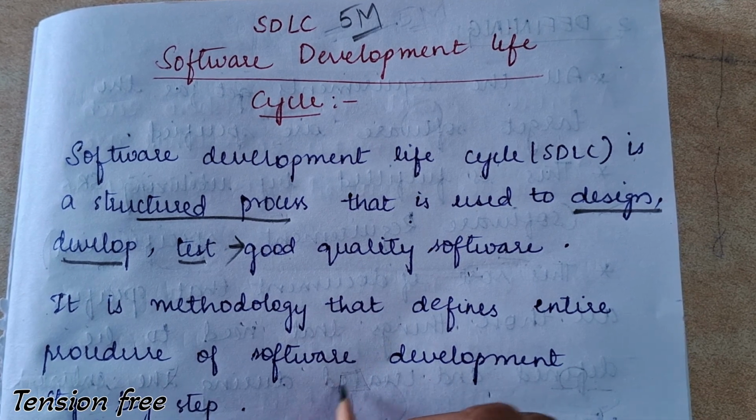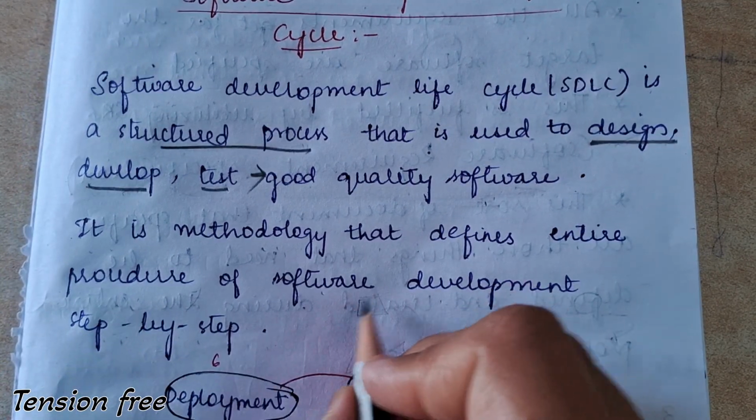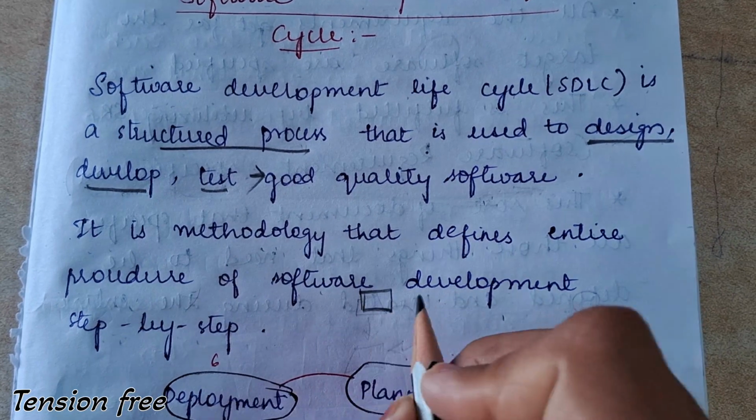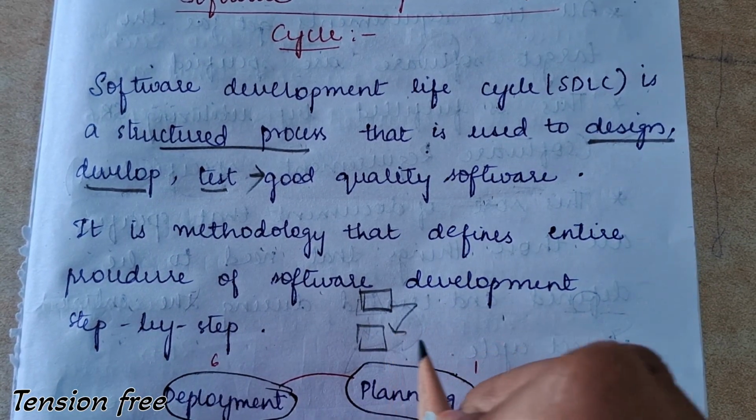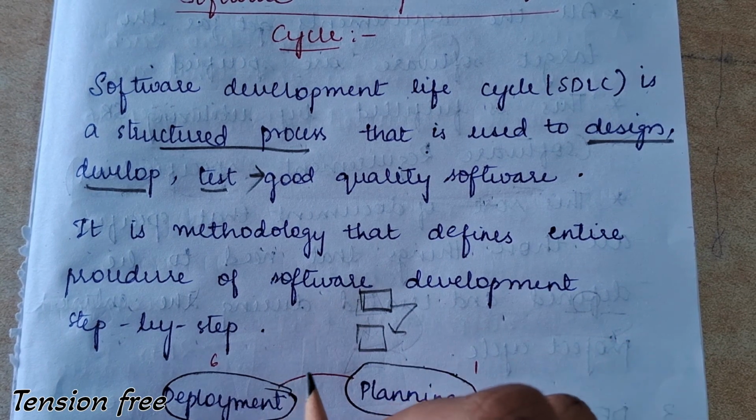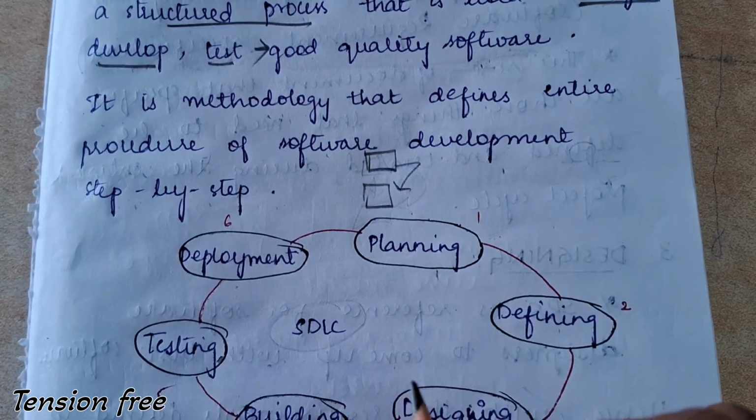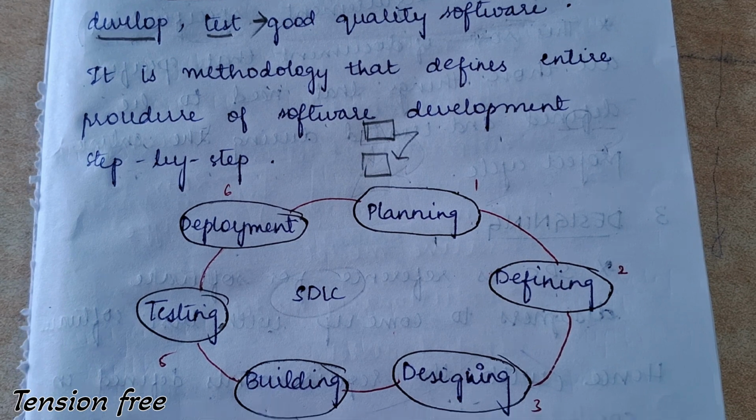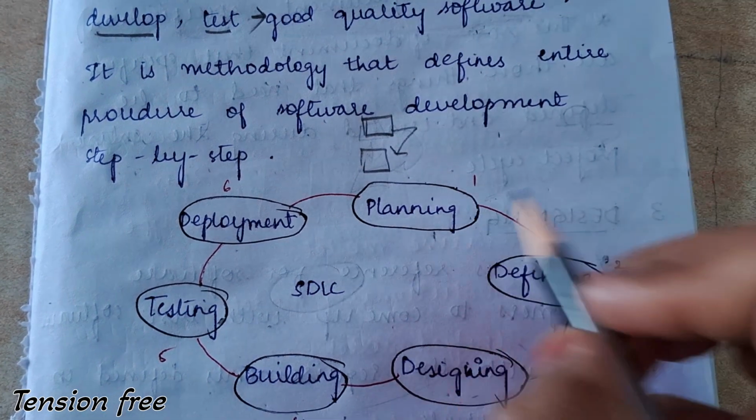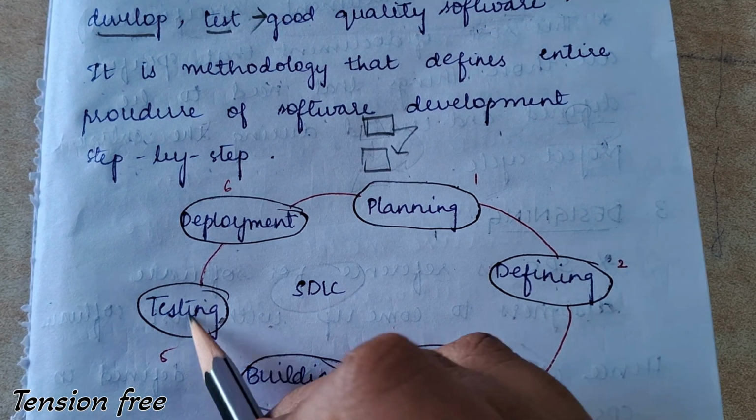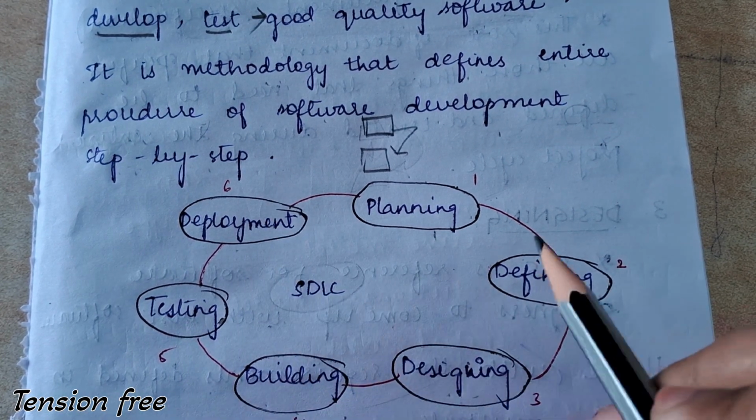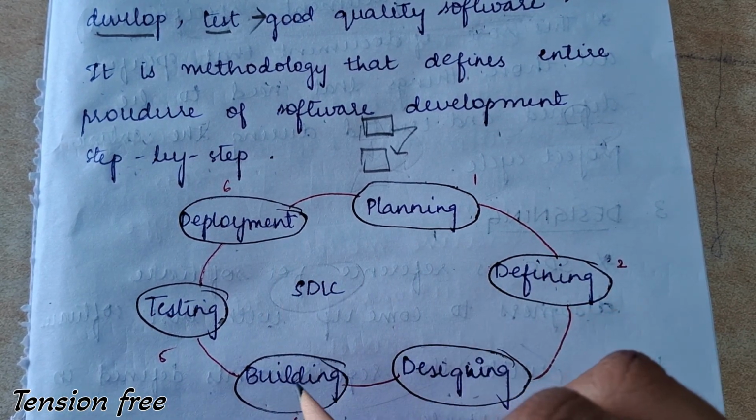Here the software will be developed in a step-by-step manner, where the input of the first stage will be the output of the next stage. To develop software we are going through 6 stages. So these are the 6 stages. The first stage is planning, defining, designing, building, testing, deployment. Let's look into every stage of this.